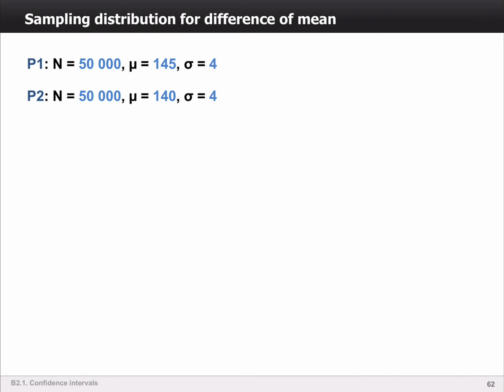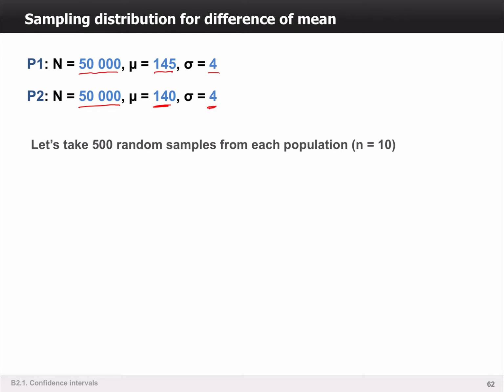Look, I will use this example. Let's say we have a small lake, 50,000 glasses of water. In this lake, the average chloride content is 145 milligrams per liter, and that's the standard deviation. Okay. In the second lake, we also have 50,000 glasses of water, but the contamination is smaller. We have only 140 milligrams per liter of chloride, but the standard deviation is the same. Okay. Now, what I'm going to do, I will take 10 glasses of water from each lake, calculate average and standard deviation. Then I will repeat it 500 times. So I will end up with 500 average values from each lake.